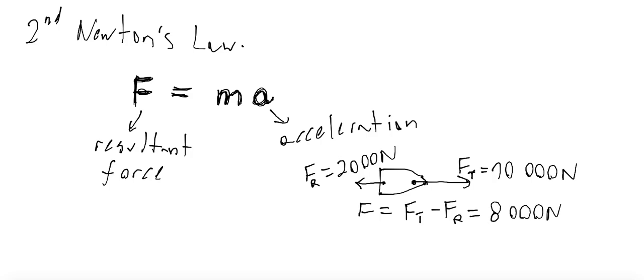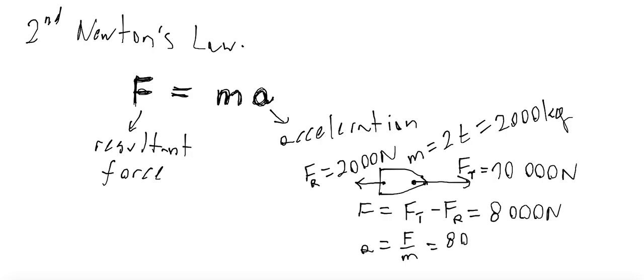And this force creates acceleration of the object, so when the mass of the object is known, let's say 2 tons, so 2,000 kilograms, then it's easy to find acceleration by dividing value of force by value of mass, so in this case 4 meters per second squared. Remember that the direction of acceleration is exactly the same as the direction of the resultant force acting on the object.